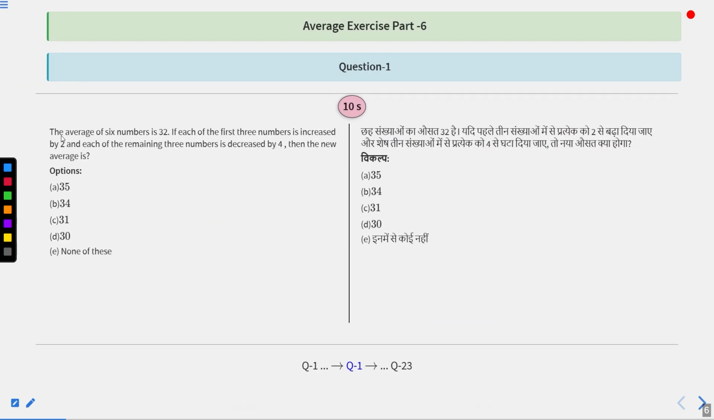Now the first question is: the average of 6 numbers is 32. If each of the first 3 numbers is increased by 2 and each of the remaining 3 numbers is decreased by 4, then the new average is? You have 5 options and 10 seconds to analyze the question. Your time starts now.